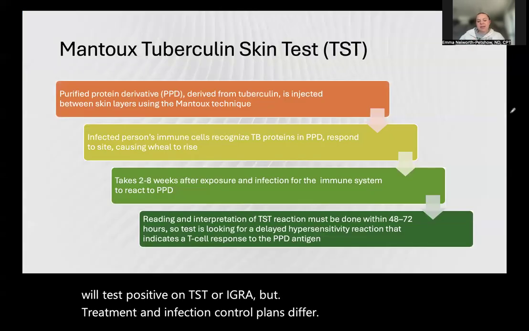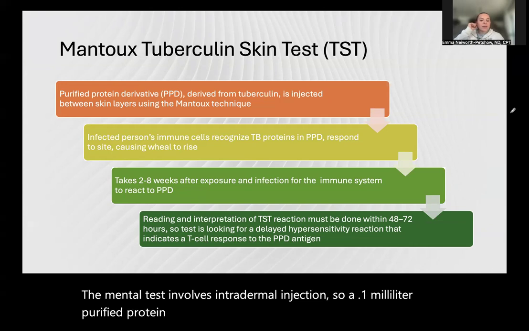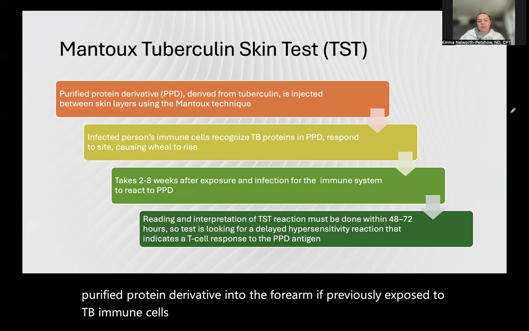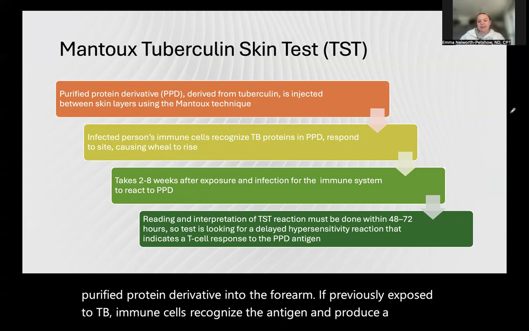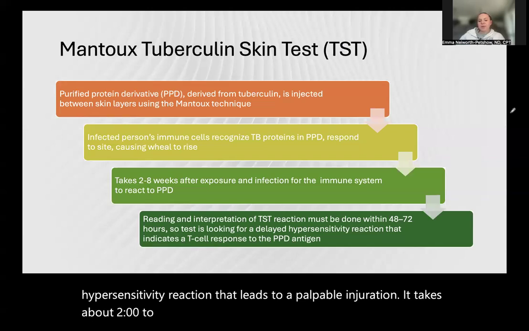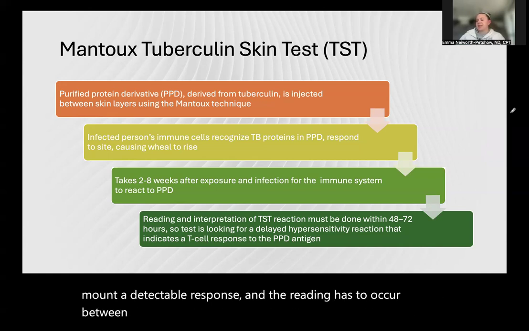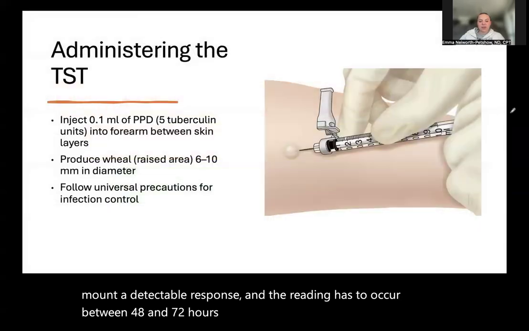So the Mantoux test involves intradermal injection of 0.1 milliliter of purified protein derivative into the forearm. If previously exposed to TB, immune cells recognize the antigen and produce a delayed hypersensitivity reaction that leads to a palpable induration. It takes about 2 to 8 weeks after exposure for the immune system to mount a detectable response, and the reading has to occur between 48 and 72 hours after administration.